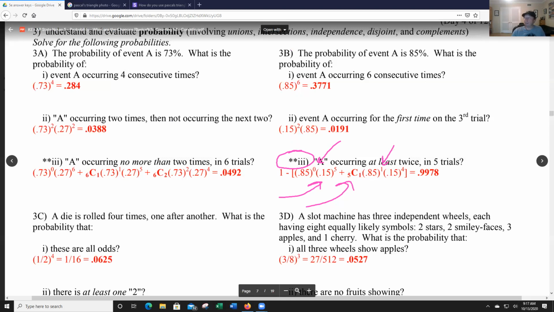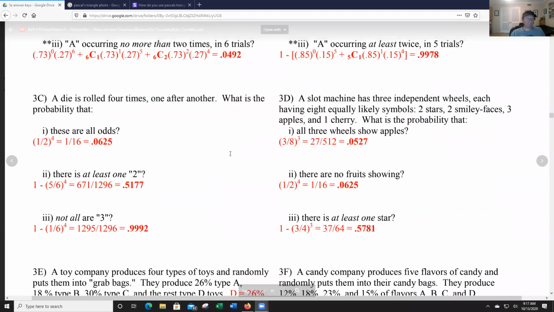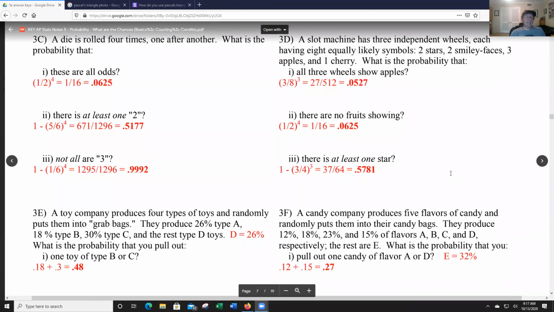I got a bunch of bonus problems in here, because I found when I do these, some kids fly through and they want something more challenging, so I provided them. All right, C and D.